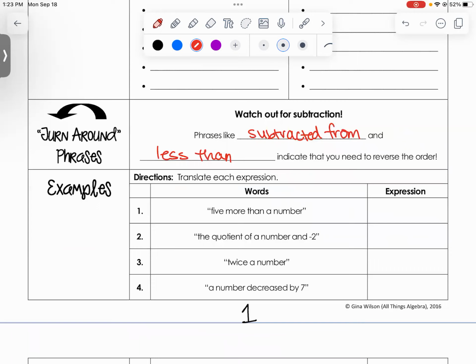Up here I have written 3 less than a number. Well, 3 less than a number really means x minus 3. It's sort of written backwards. Same thing we saw in our activity before taking notes, the subtracted from. It's in a turnaround order, a backwards order from what we would actually write. So you just need to be on the lookout for those.